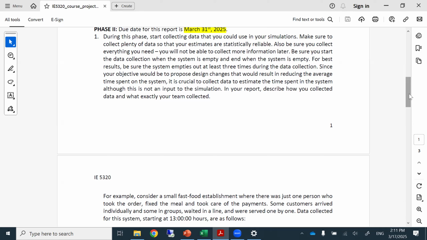So, for instance, when you're observing the arrival process, you're looking at, okay, this person arrived at 11:01. This other person arrived at 11:03. This person arrived at 11:05. So you're keeping track of the arrivals. We're going to use those times to compute the inter-arrival times.